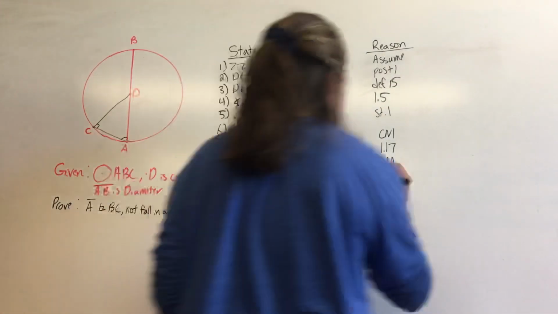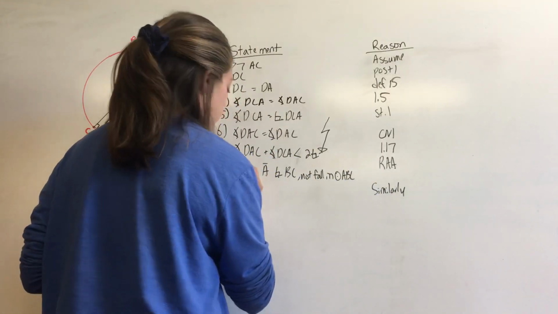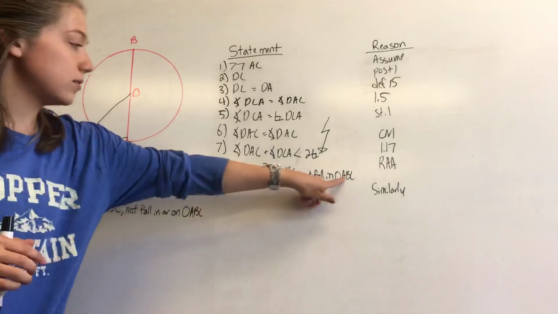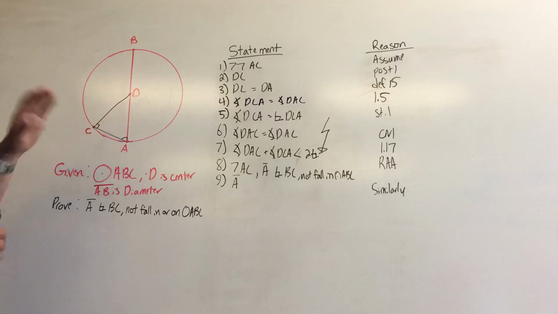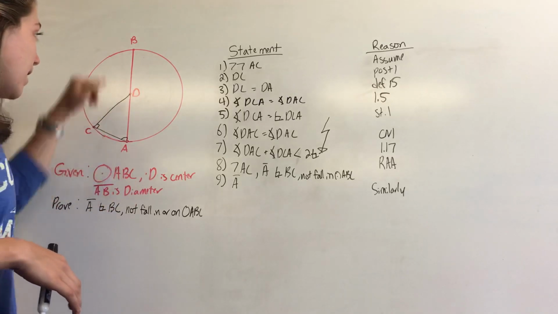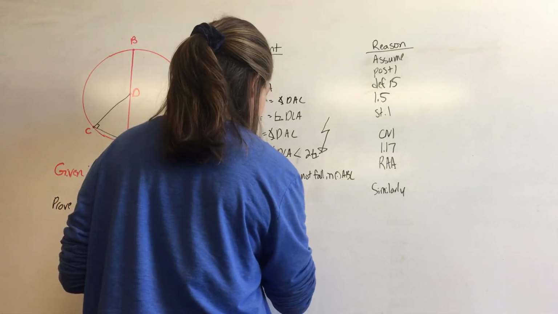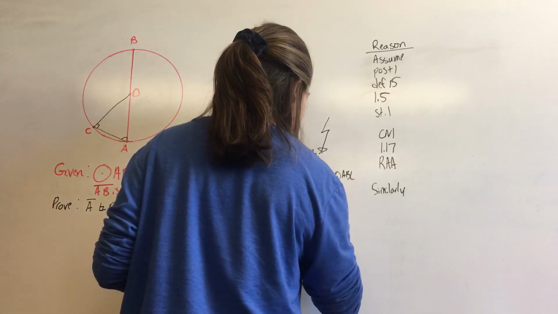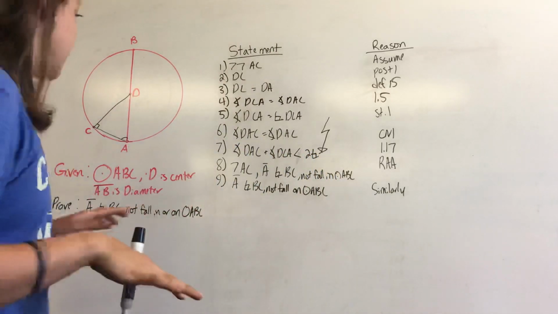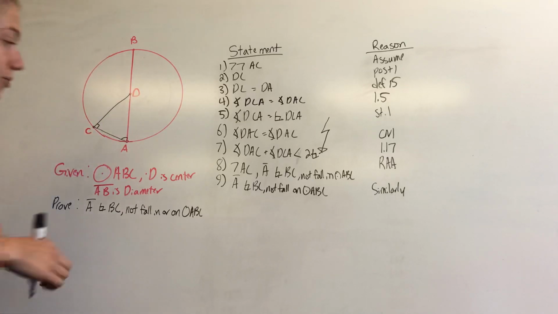And similarly, we can prove that the line from A that is at a right angle to BA will not fall on the circle. Which means that the only alternative is that the line from A that is at a right angle to BA will fall outside the circle.